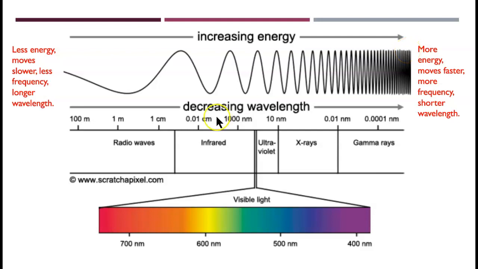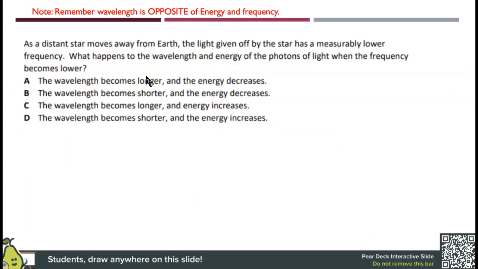That also coincides with the colors. The colors in the warmer sections, like the red, orange, yellows, tend to have longer wavelengths, meaning the waves are going to be longer. They're going to have low frequencies and less energy. So it says, as a distant star moves away from the Earth, the light given off by the star has a measurable lower frequency. What happens to the wavelength and energy of photons of light when the frequency becomes lower? So, what happens to the wavelength and the energy?